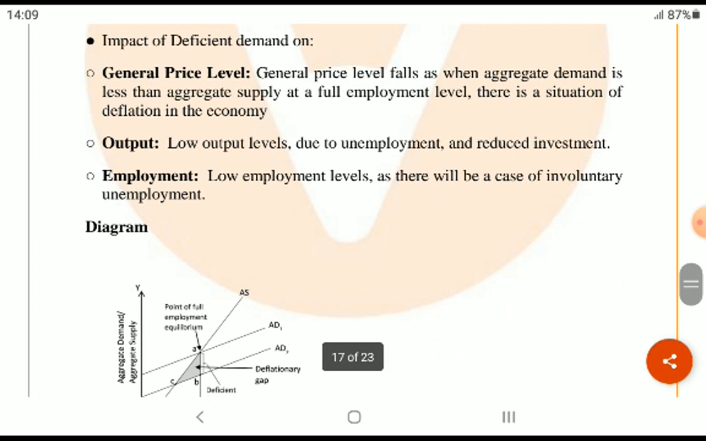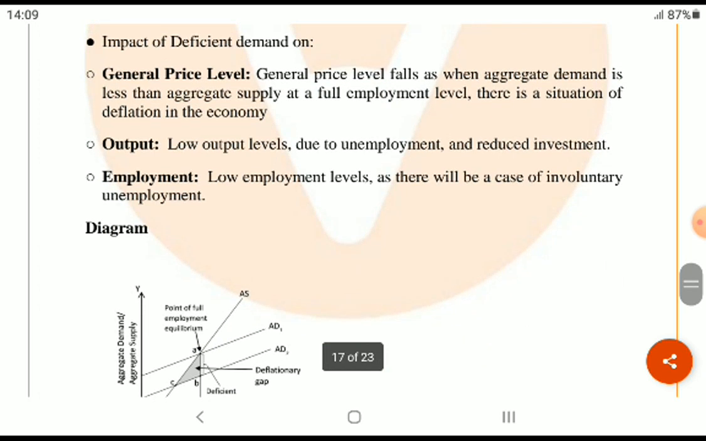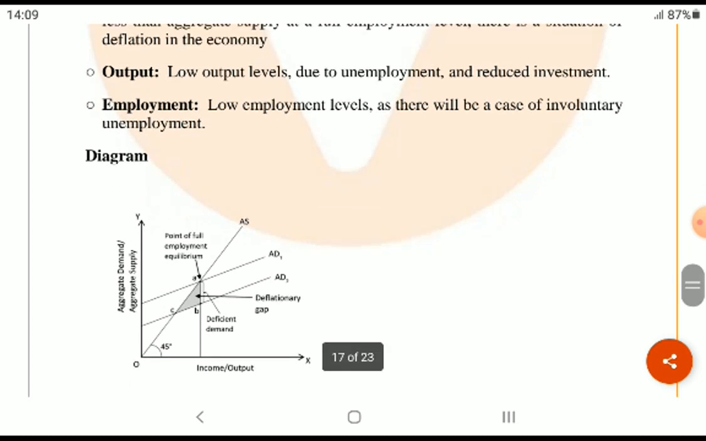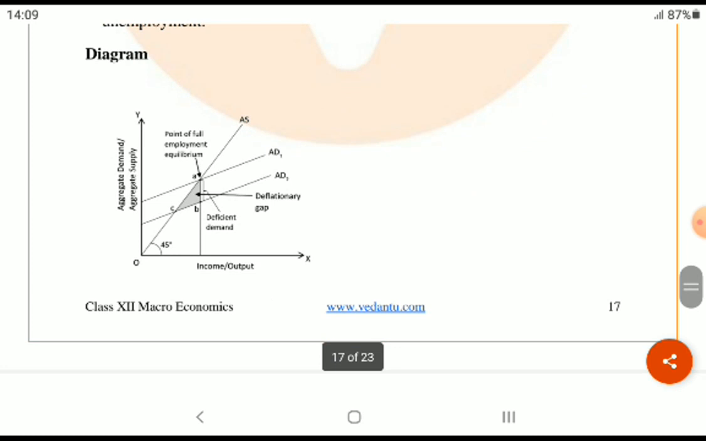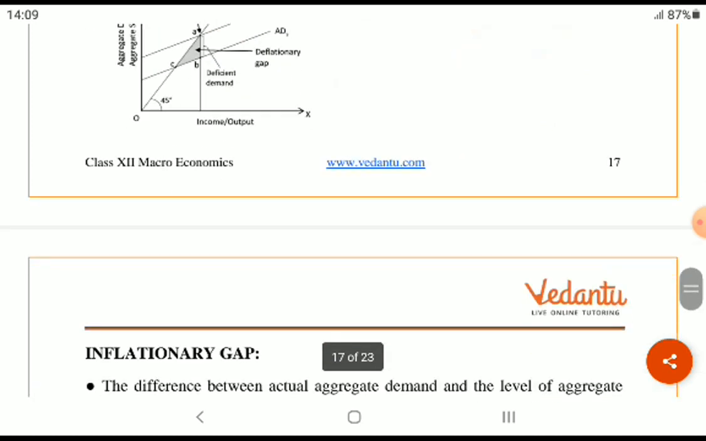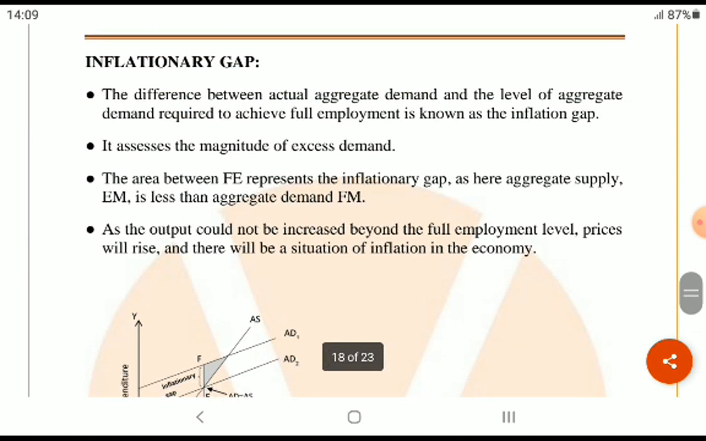Impact, what will happen is general price level falls as when aggregated demand is less than aggregated supply at the full employment level. There is a situation of deflation in the economy. Output, low output level. So due to unemployment and reduced investment, output is low. Employment, low employment levels as there will be a case of involuntary unemployment. And the diagram is like this. It will be okay.